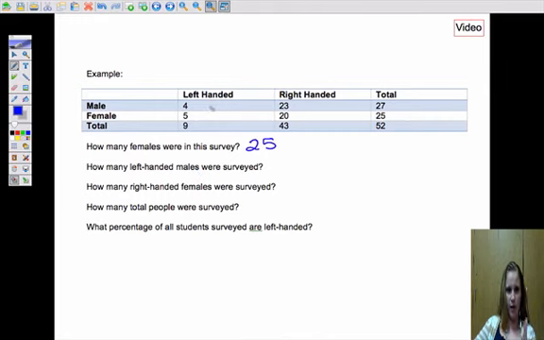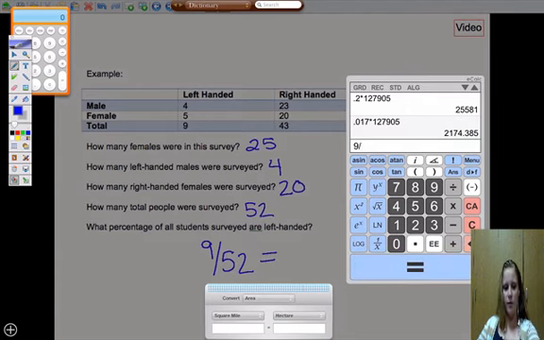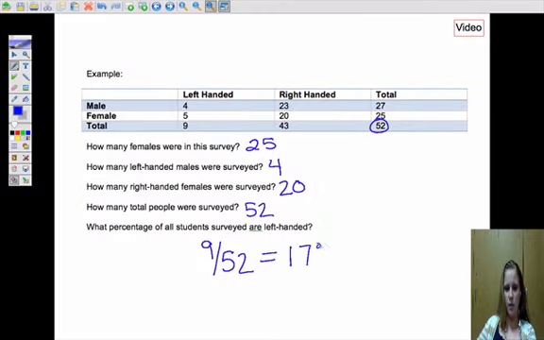How many left-handed males? Two categories. So left-handed males, 4 people. How many right-handed females? Right-handed female, 20. How many total people? We look at the total, 52. And what percentage of all students surveyed were left-handed? So 9 out of 52 were left-handed. So 9 divided by 52 is 0.173, so about 17%. All right, so these are just ways that we use what two-way tables can do for us.